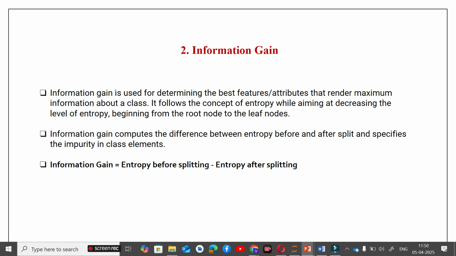Okay, so then there is a second term called information gain. If you go with the formula, it is entropy before splitting and entropy after splitting, so this is just how much information we are gaining from the training data set. That is something we are calculating, right? So why are we calculating this information gain and entropy? Because we want the features and attributes that render maximum information about the class.